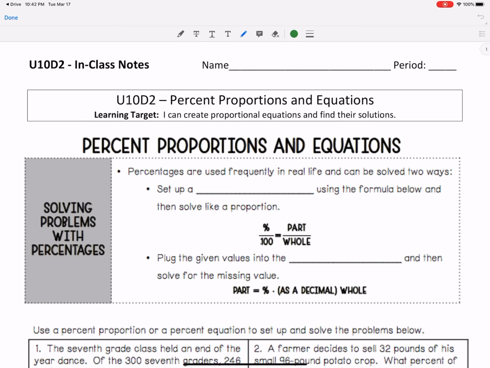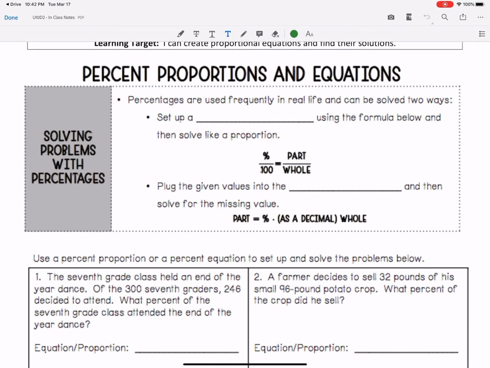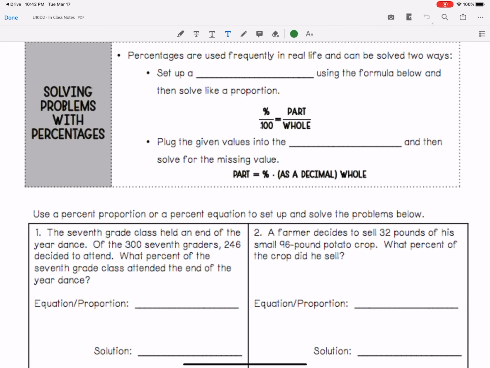Okay, welcome. This is lesson unit 10, day 2, which is all about percent proportions and equations. So our learning target for today is I can create proportional equations and find their solutions. So we're going to be finding answers today by setting up proportions. So here we go. Solving problems with percentages.